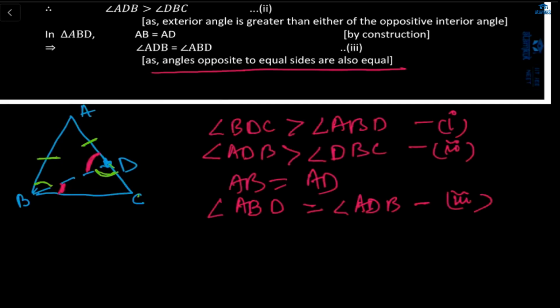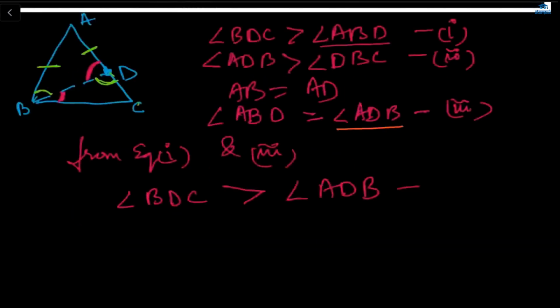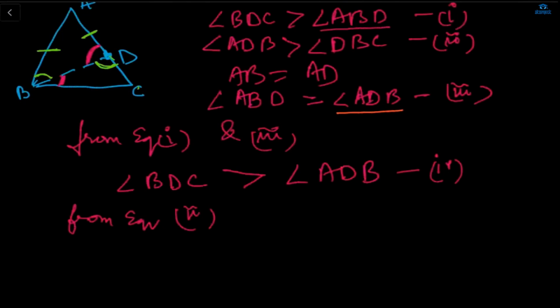Now you see from equations first and third. In the first, ABD is there, and the relation is that ABD is less than BDC. These two are equal, so what you will get is that angle BDC, from first and third, is greater than angle ADB. In the first equation, we have replaced ABD by ADB because both are equal. Understood? You can take it as the fourth point. Now from the second equation, you see that the value of angle ADB is greater than angle DBC.